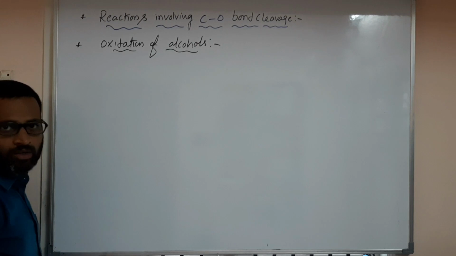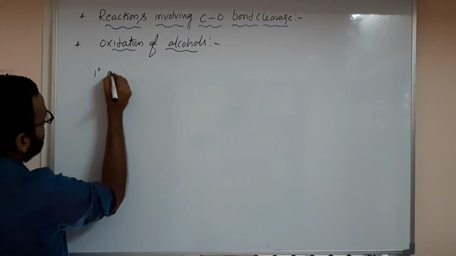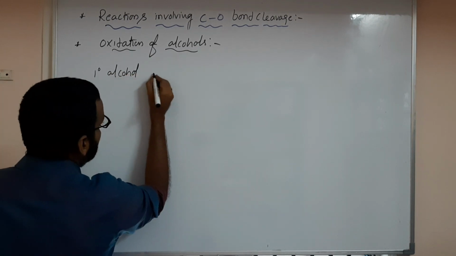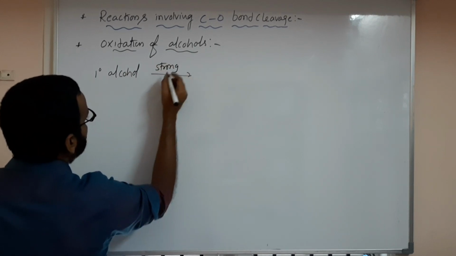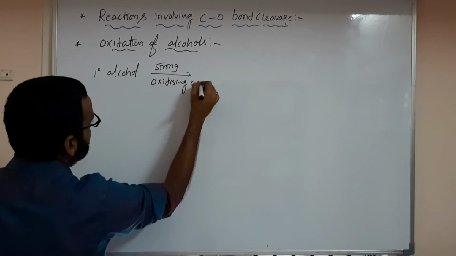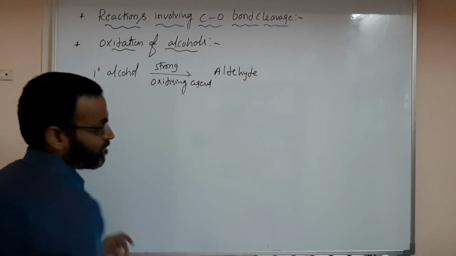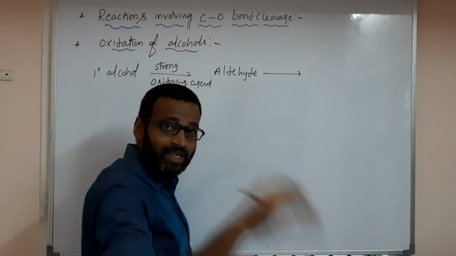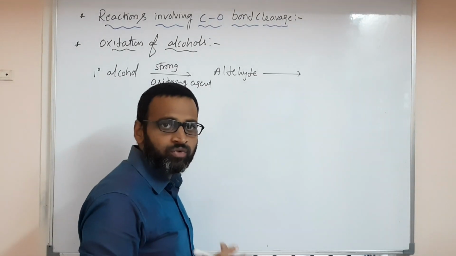Oxidation of what, sir? Alcohols. That's it. So oxidation of alcohols, how does it happen? I'll give you simply. A primary alcohol on oxidation by using a strong oxidizing agent turns to aldehyde. That turns to what? Aldehyde. But that reaction won't stop. The final product will come. Even if an option is aldehyde, don't select that. First what will form is aldehyde.